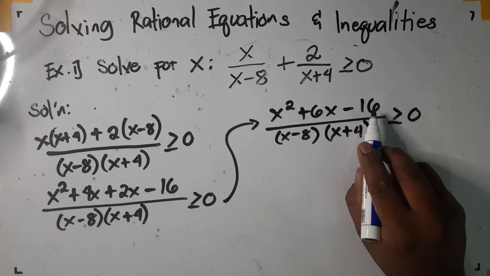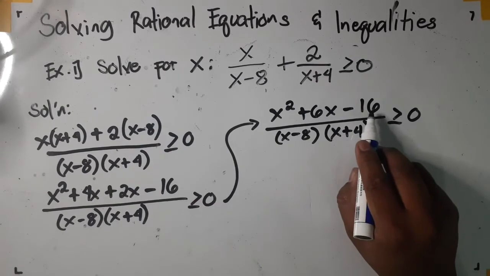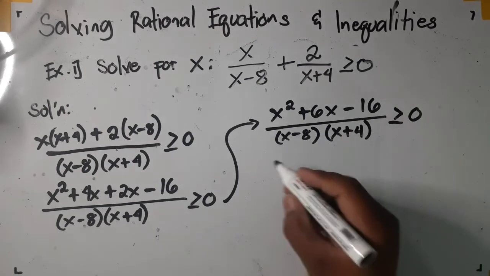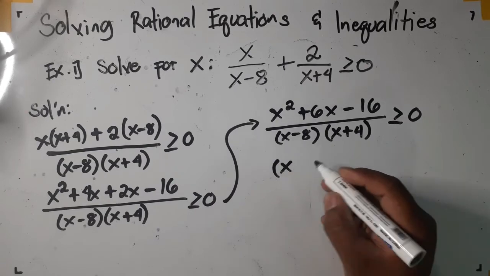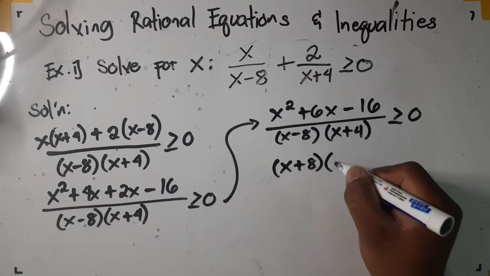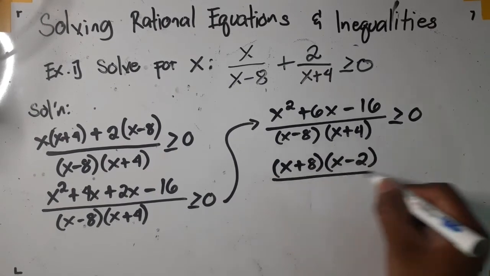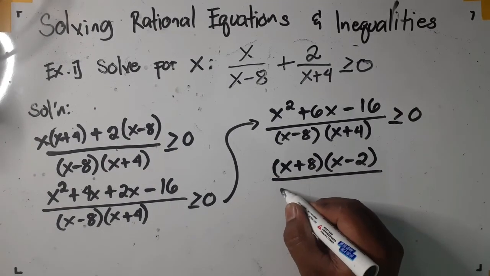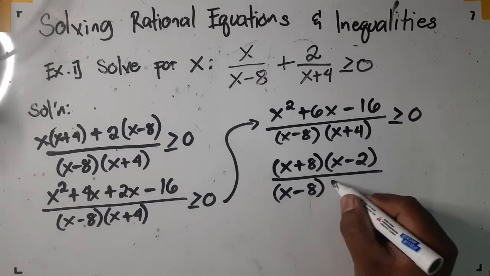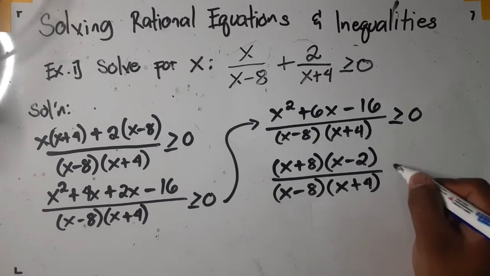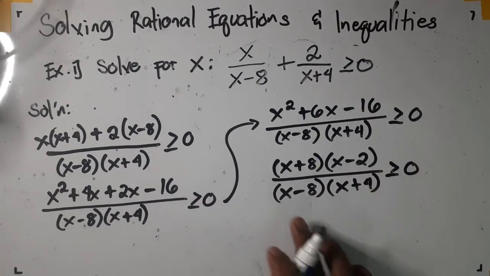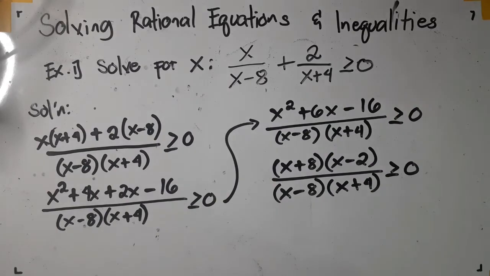Then, try to factor out the numerator. Notice this is a simple trinomial. What are the factors of negative 16 that add up to positive 6? Okay, so that's right. 8 and negative 2. So if you check, 8 times negative 2 is negative 16. 8 minus 2 is positive 6. So you have x plus 8 and x minus 2 all over x minus 8 and x plus 4 greater than or equal to 0. So this time, everything is factored and the given is in one term only.